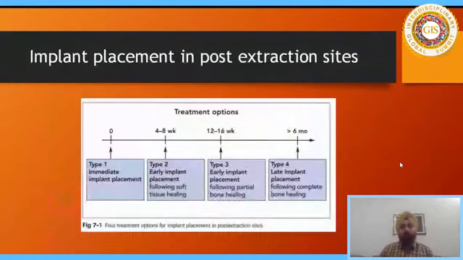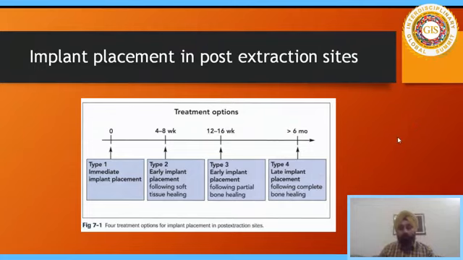The treatment, implant placement in post extraction sites. The treatment options: the first is immediate implant placement. Second is early implant placement following soft tissue healing, that is after 4 to 8 weeks. Then type 3 is after 12 to 16 weeks, early implant placement following partial bone healing. Sorry, the second is with soft tissue healing, the third is with partial bone healing, and the type 4 is 6 months following complete bone healing.